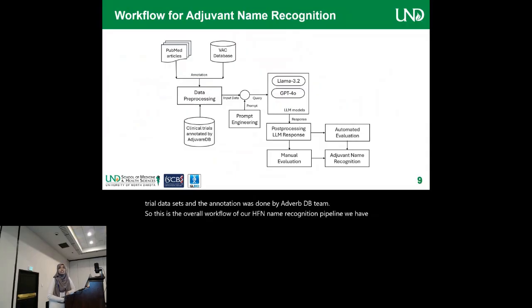So this is the overall workflow of our adjuvant name recognition pipeline. We have taken the PubMed articles and the annotation from the vaccine database. We have also taken the clinical trials annotated by AdjuvaDB, and we have done basic pre-processing to feed them into the LLM pipeline. Then we have done extensive prompt engineering and came up with a structured, clear prompt that helps with the inferencing. We have used two different LLM models: Llama 3.2 and GPT-4o. Once we have the response, we have done post-processing, and then automated evaluation as well as manual evaluation to see how the adjuvant name recognition is working.